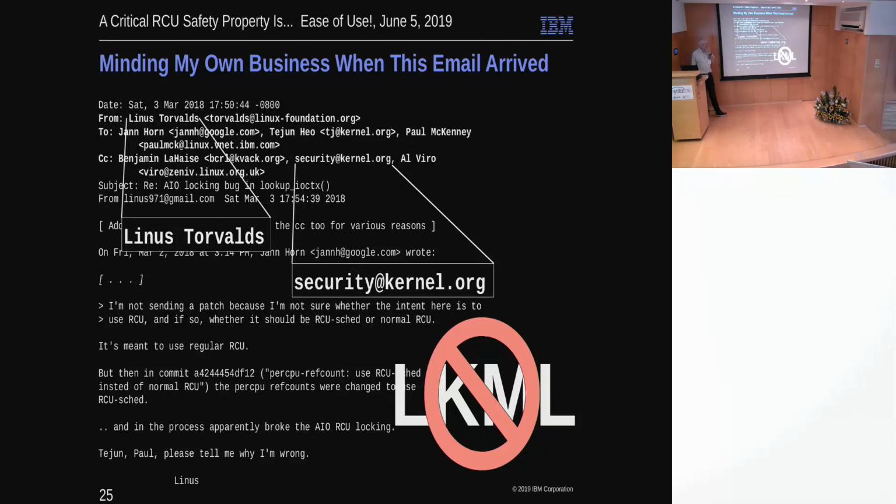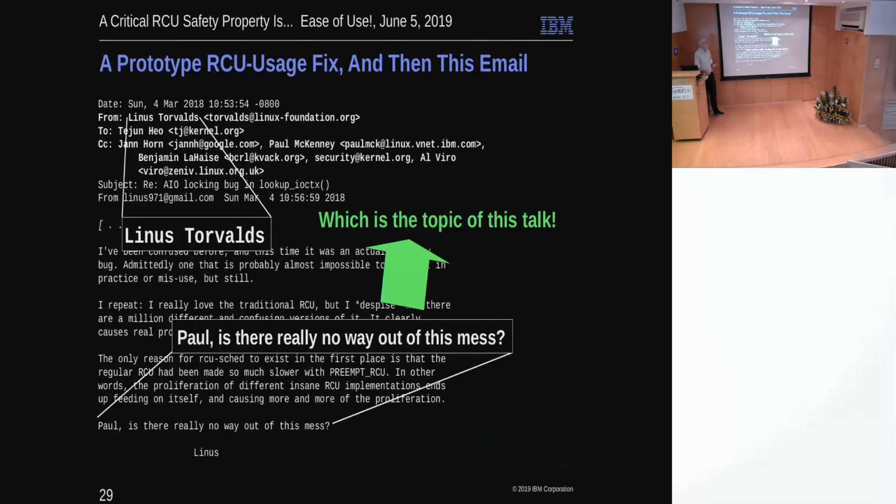And the problem was a misuse of RCU. I could claim, I'm golden, I did the right thing, I did what I said I did, and they messed up and misused me, but Linus, to his credit, recognized that this situation with these three different flavors was kind of an attractive nuisance. It was an invitation for people to misuse things, and so, Paul, is there really no way out of this mess? And that's the subject of this talk, or the remainder of it anyway.